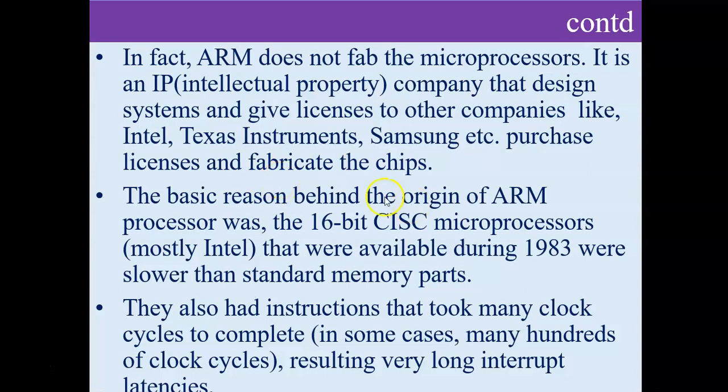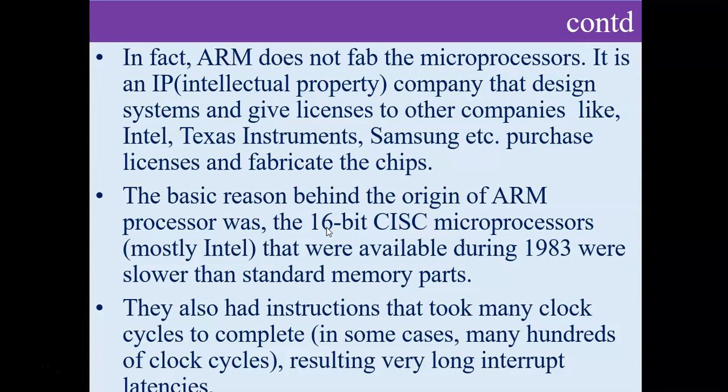So that is the basic reason behind the origin of the ARM processor. Then the question is, why were these ARM processors designed by this ARM company? During the time 1983 to 85, the majority of the processors were Intel processors. And as I have told you, these processors are mainly 16-bit CISC processors, complex instruction set computer processors. So the CISC processors were not of very high speed.